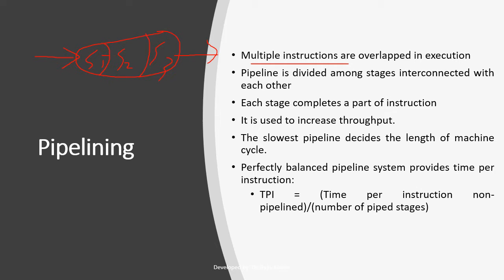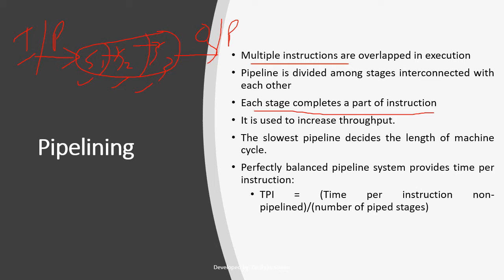All these stages are interconnected with each other. Means the output of stage S1 will go into S2, and the output of stage S2 will go into S3, and then finally the output is there. These two ends are input and this end is the output. So what happens during each stage? Here there are three stages. Each stage completes a part of the instruction. So an instruction is processed in multiple stages, part by part.